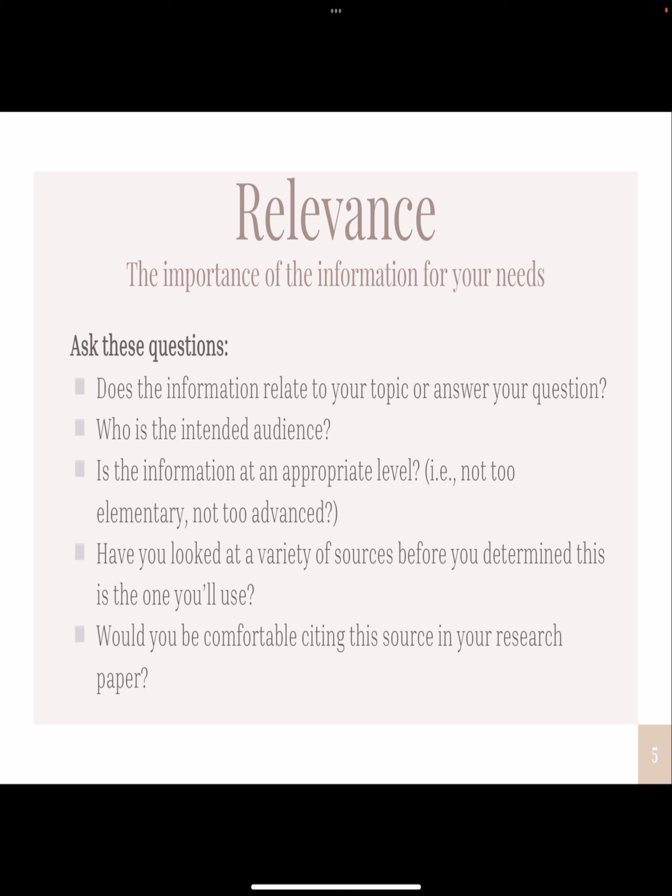So think again about the difference between, say, a scientist and the average parent when talking about, for example, hormones and development of teenagers, right? I mean, those are very different groups who are going to need different levels of background. Have you looked at a variety of sources before you determined this is one that you will use for your paper, right? You don't want to choose articles just because they mention something, right? It's got to work together with your information. And would you be comfortable citing this source in your paper?